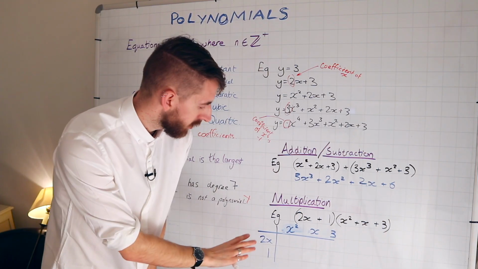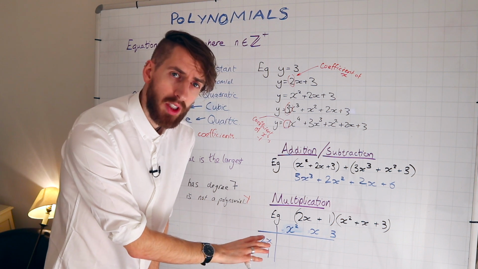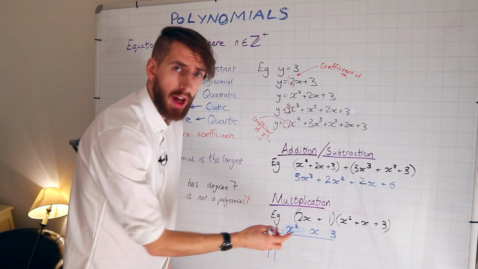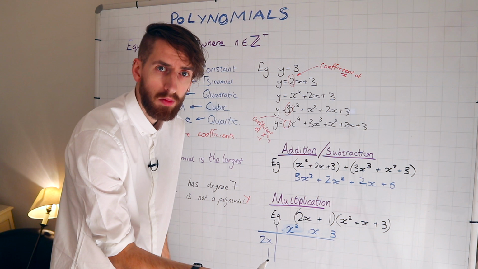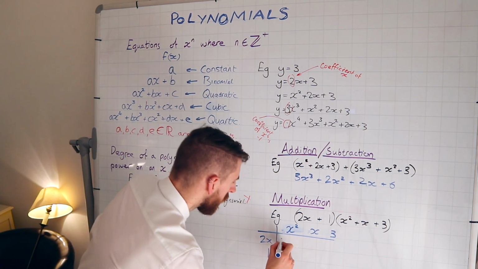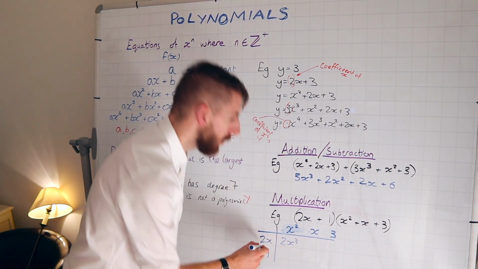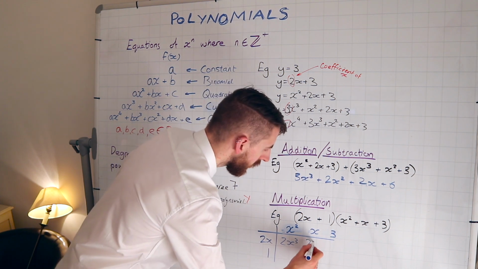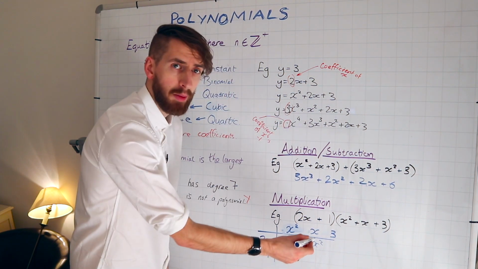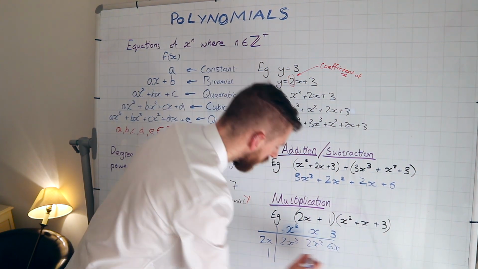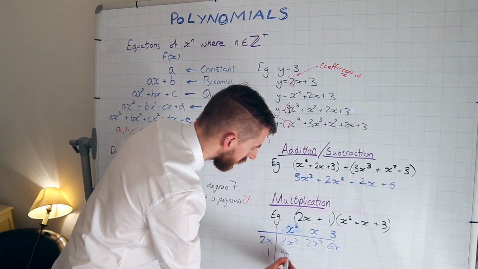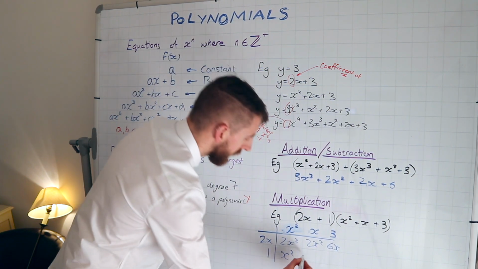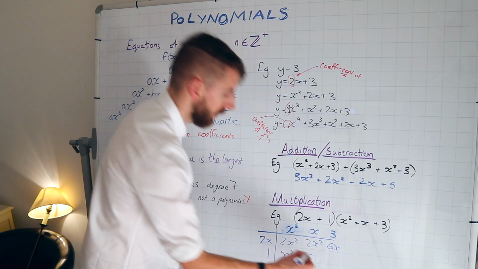So I've made a little grid like this, and what I'm going to do is I'm going to go through and times each one. So 2x times x squared, 2x cubed. 2x times x, 2x squared. 2x times 3, 6x. 1 times x squared is x squared. 1 times x is x. 1 times 3 is 3.